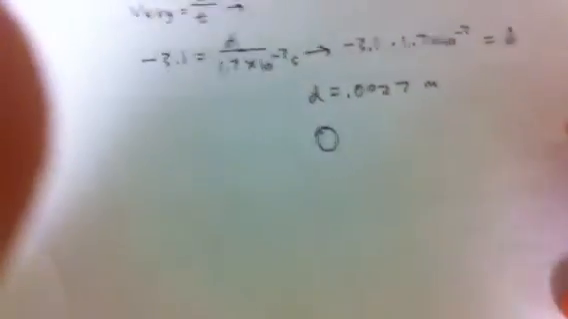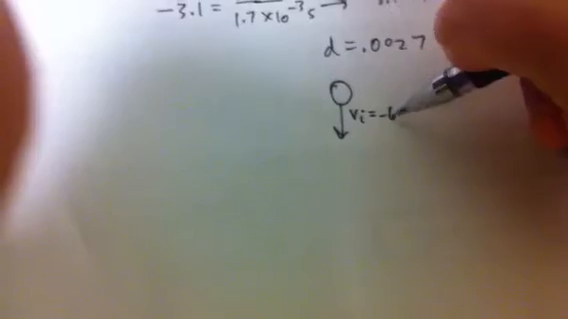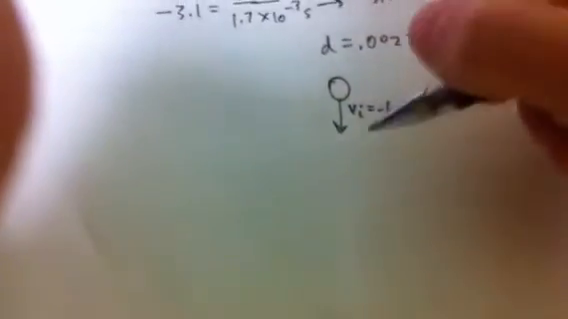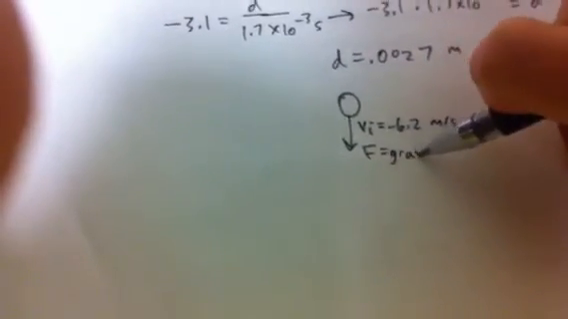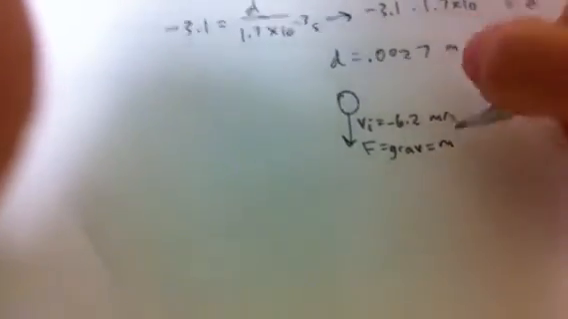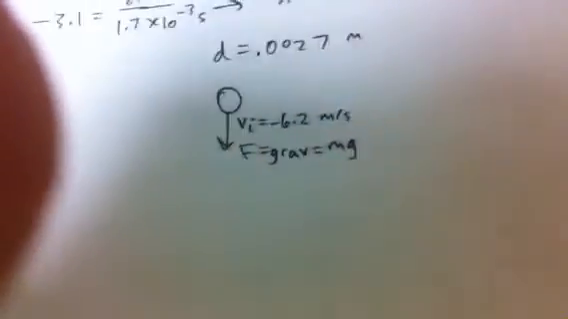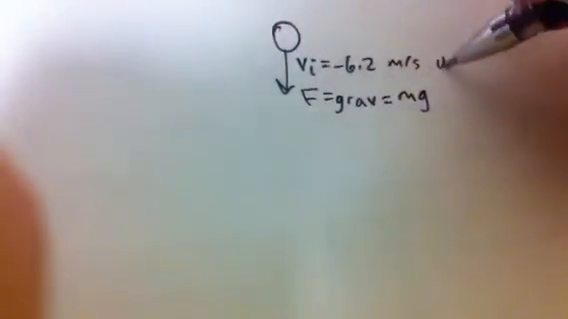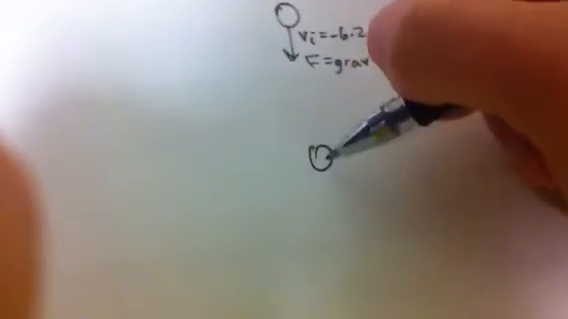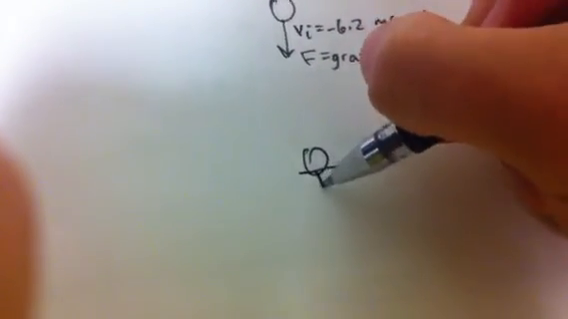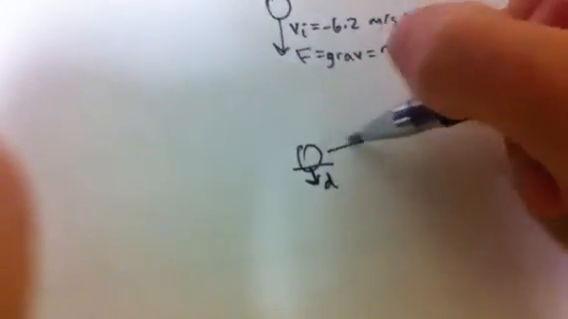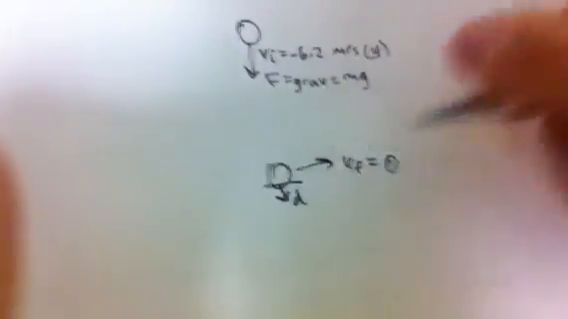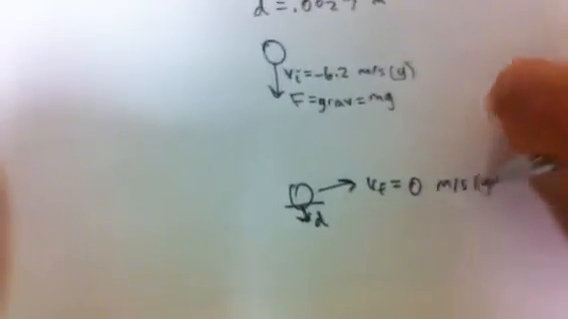I'm going to draw a diagram as well. So the ball is right here initially. It's got a VI of negative 6.2 meters per second. The force is gravity, which is mg, the only force acting on it. That's why we use the y velocities here. That's a y velocity. When it hits the floor and compresses a little bit, we're looking for this d value. The vf value is going to be 0 at this moment for the y component as well.